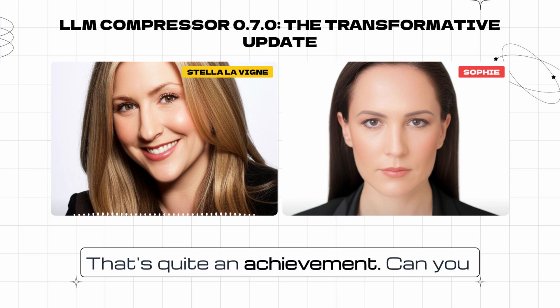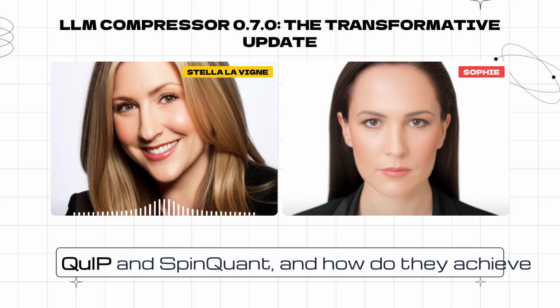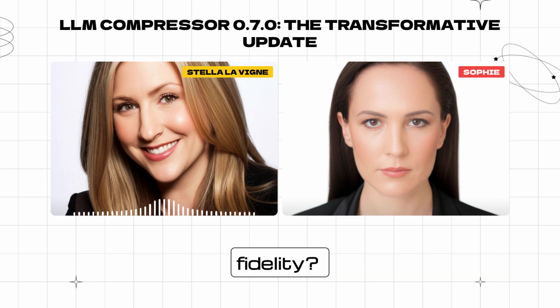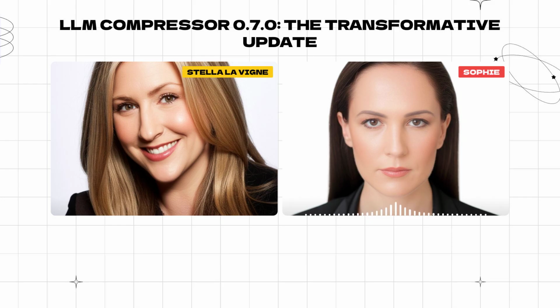That's quite an achievement. Can you elaborate on these transforms? What are QuIP and SpinQuant, and how do they achieve this balance between compression and fidelity? Certainly. QuIP, or quantization with incoherent processing, and SpinQuant, which builds on similar principles, are at the heart of this. They leverage mathematical concepts like Hadamard transforms to essentially rotate the model's weights into a space where outliers, problematic values for quantization, are significantly reduced.